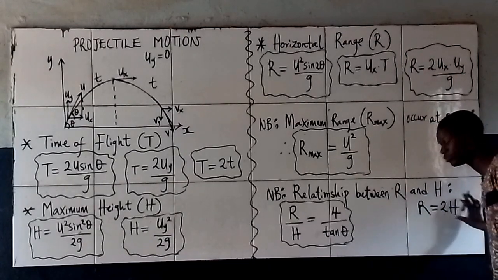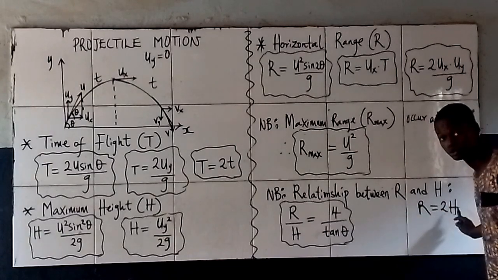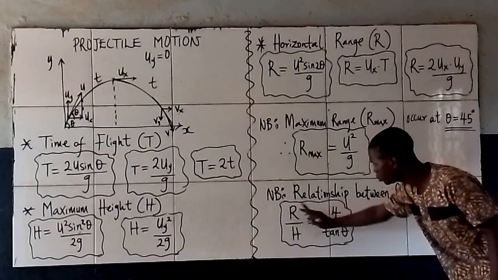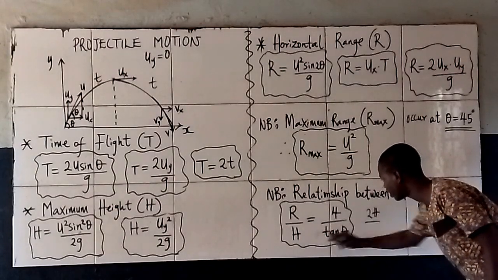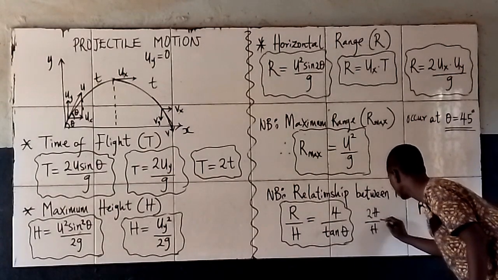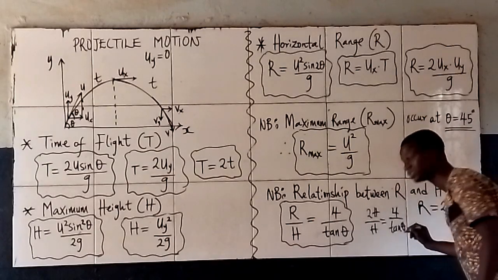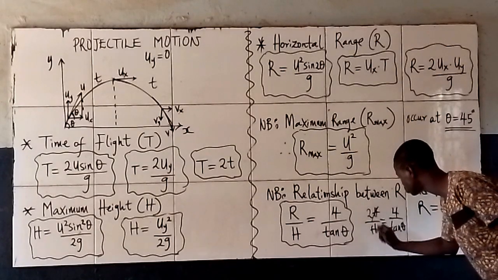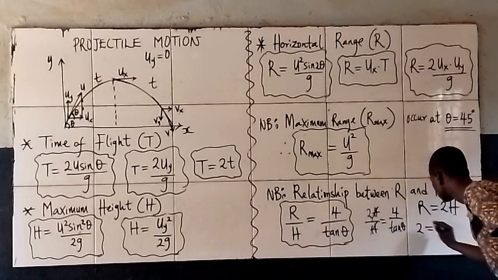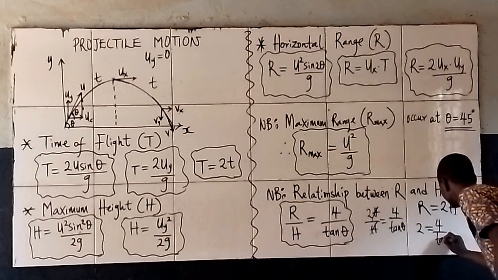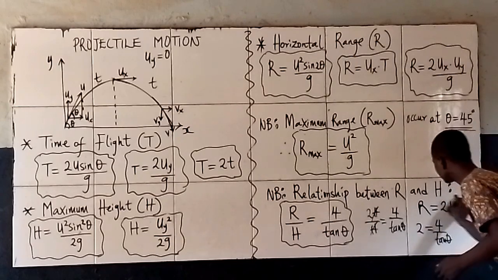This is the derivation mathematically, is it not? So whenever I see R, I should put it with what? 2H. So putting into this formula, I saw R, I'll put 2H over H equals what? 4 over tan theta. Is it not? From here, H will cancel H. What will I have on this side? I will only have 2. It will be equal to 4 over tan theta.